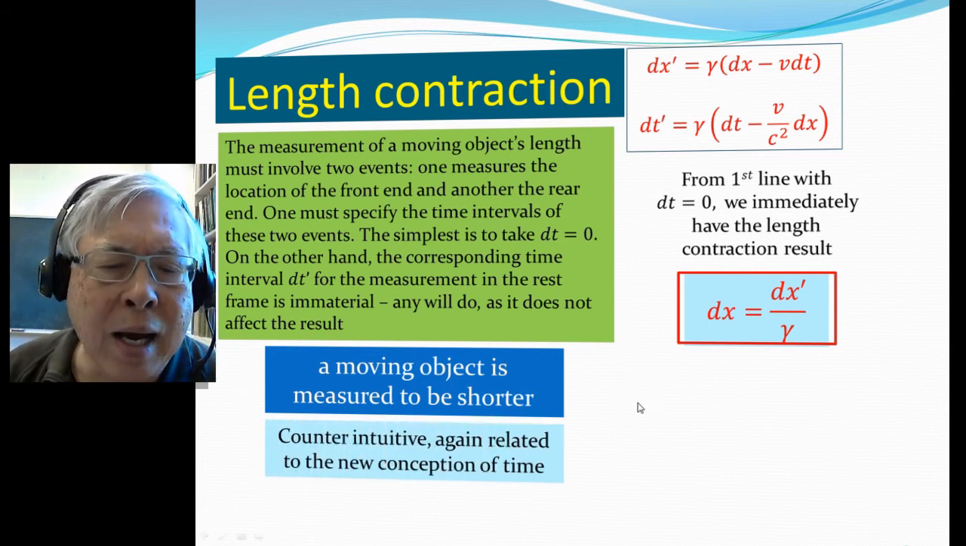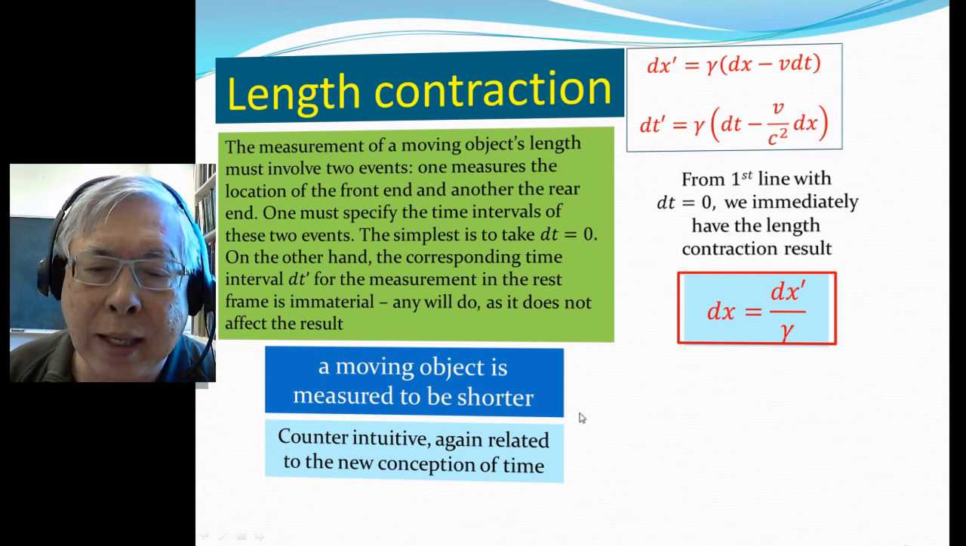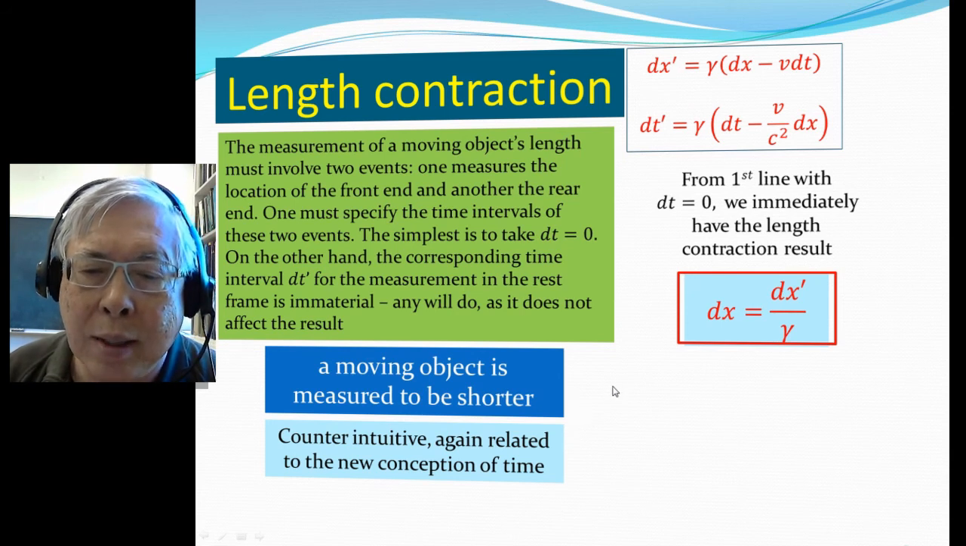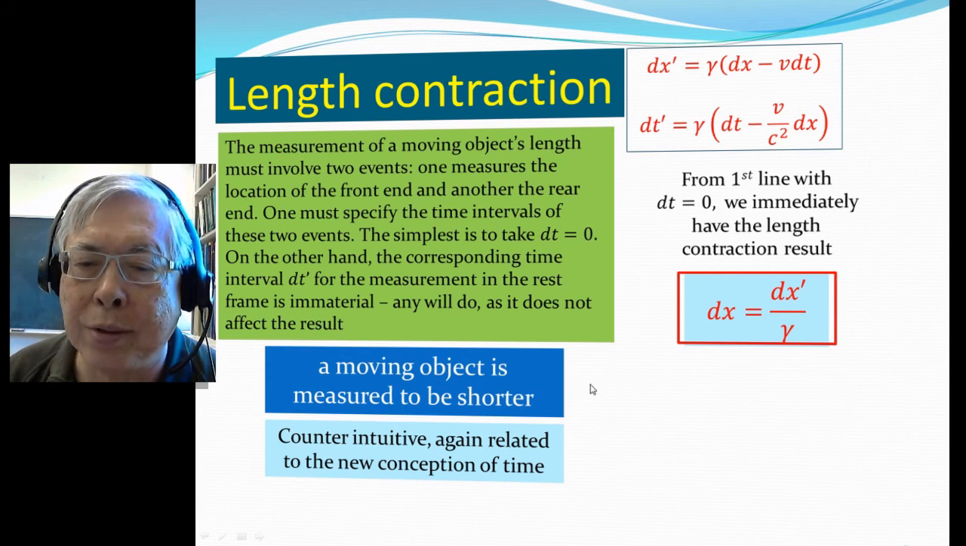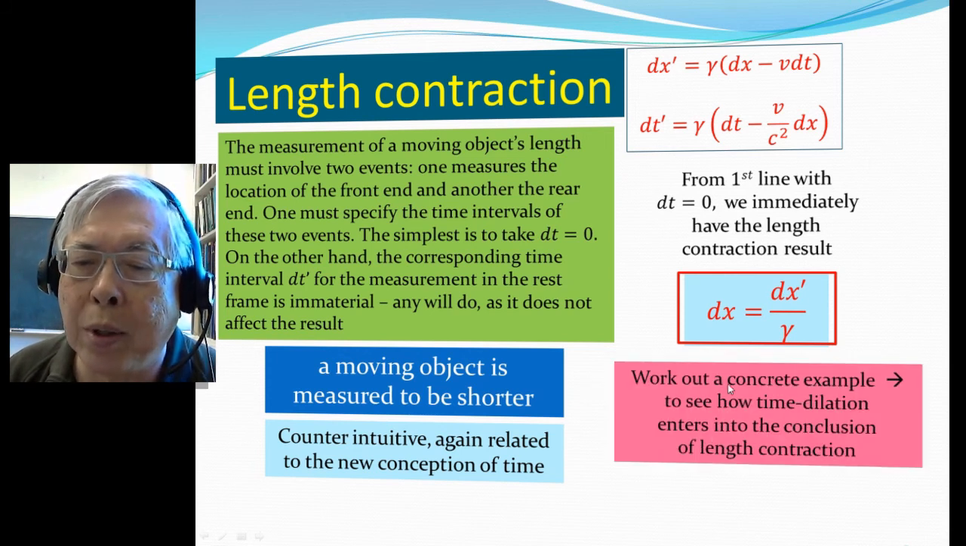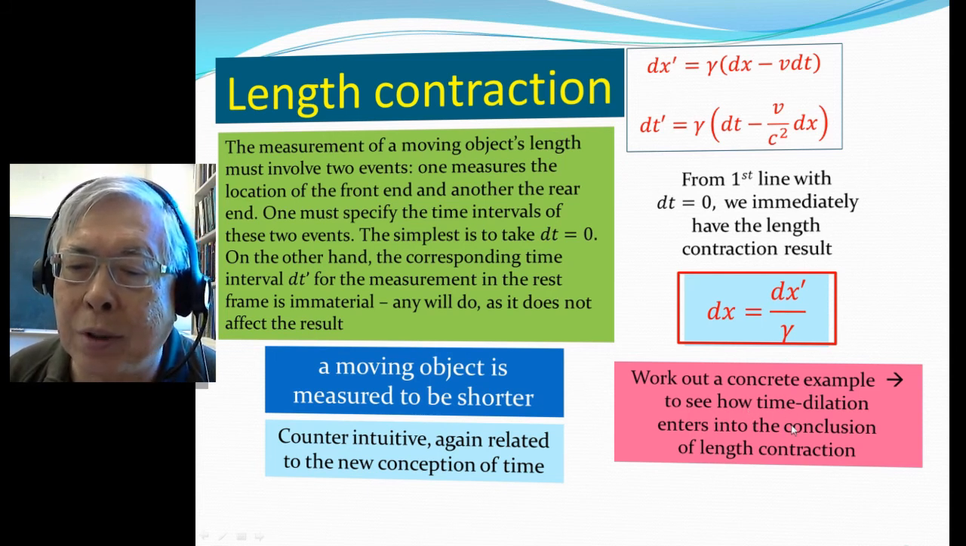Now this result is counterintuitive. It comes from kinematics, and you will see it's again related to time, because Einstein's new conception of time leads to such a counterintuitive result of length contraction. So we're going to work out a concrete example in the next slides, to show how time dilation actually enters into the conclusion of length contraction.